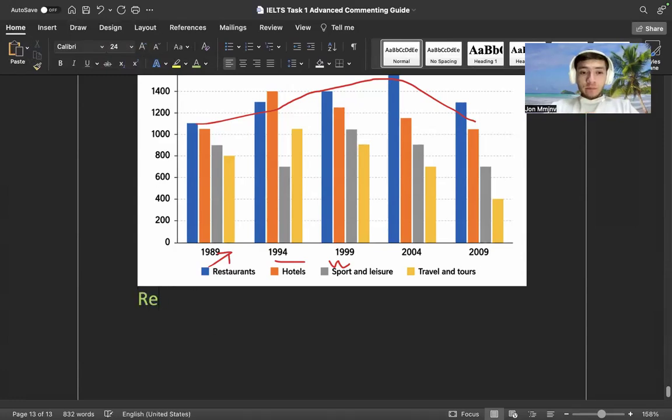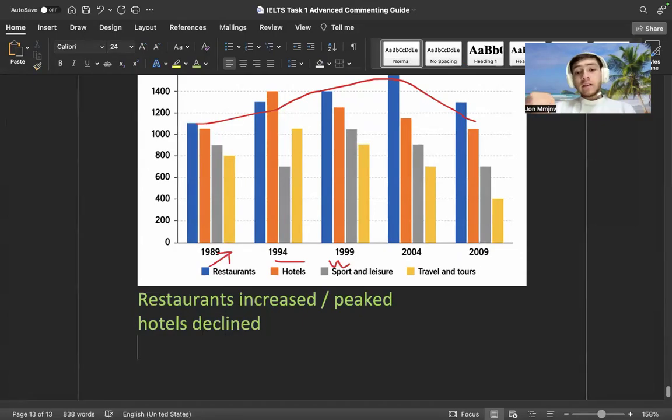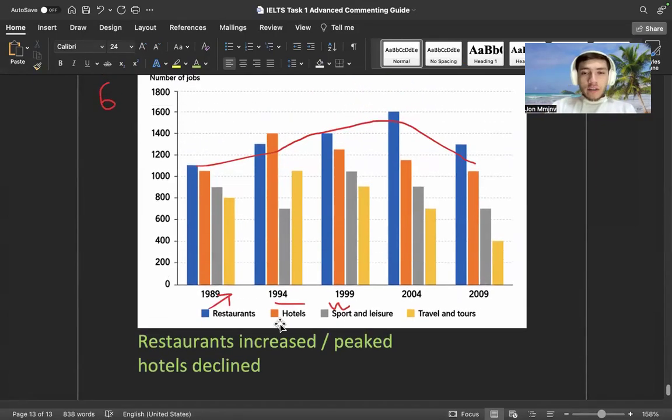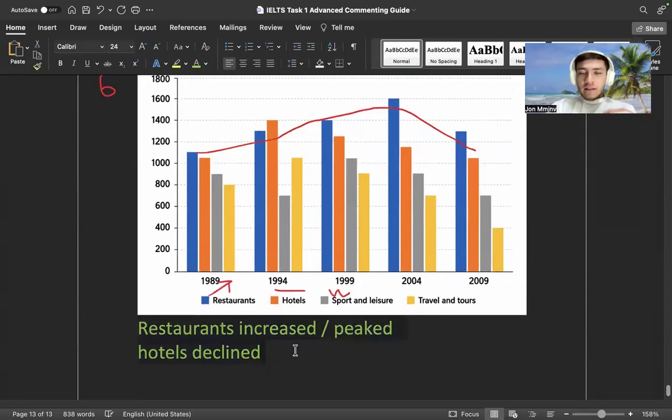Well, let's say restaurants increased, right? Increased or peaked probably, peaked by mid period. Some hotels declined, which is also fine. But there is a problem here. What is happening? Can I understand what's happening if I read your report without the data being included? Well, the short answer is probably no.